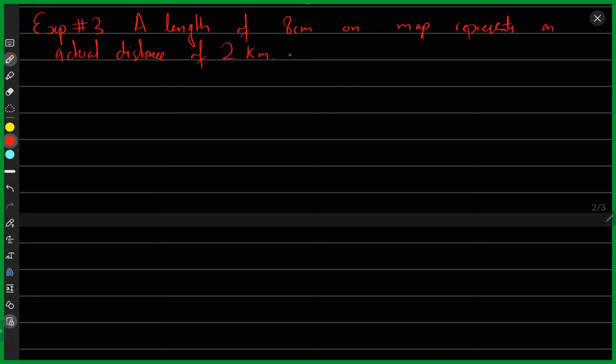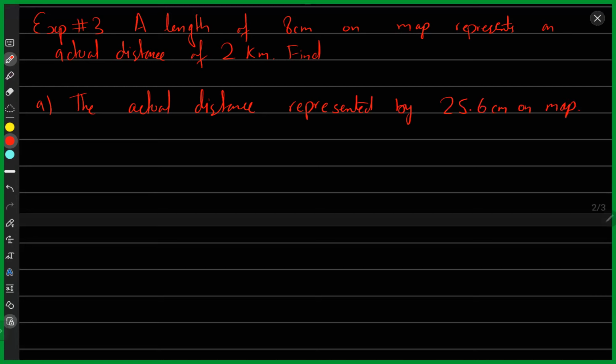Okay, so you need to find part A, the actual distance represented by 25.6 centimeters on the map. Okay, let's do this first part.